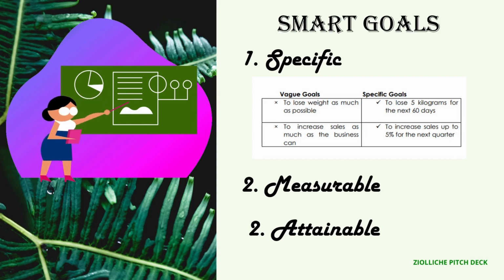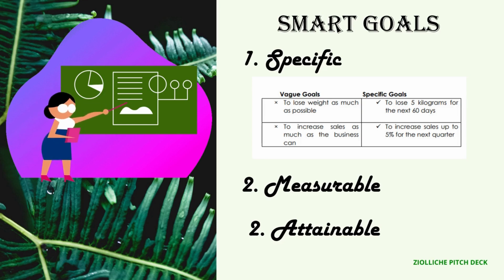Another is measurable. When we say measurable, an effective action plan has goals that can be quantified. This allows a way to measure the degree to which a goal has been attained. Example, to lose 5 kilograms for the next 60 days. Number 2, to increase sales up to 5% for the next quarter. In this example, the quantifiable elements are the 5 kilogram weight loss target and a 5% increase in sales.